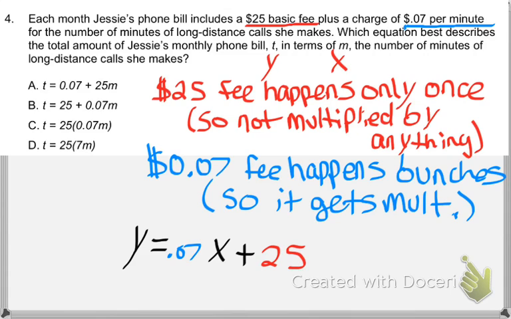Now again, out of habit, I tend to use y and x to help you see how these questions work. They'll use different letters, but it's still basically the same thing. So just pick the one that's saying this. They might have it in a slightly different order, so be careful. Don't fall for this one, because that one has the 25 being multiplied by the number of minutes. Make sure you're choosing this one. That's option B. Alright, that's number 4.